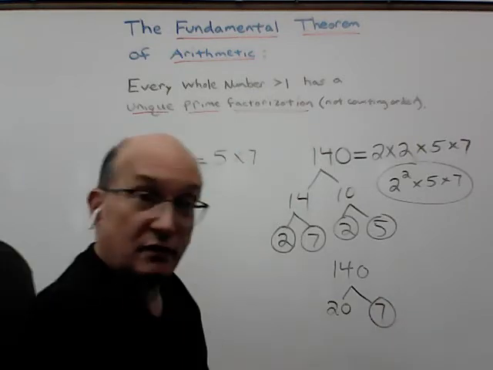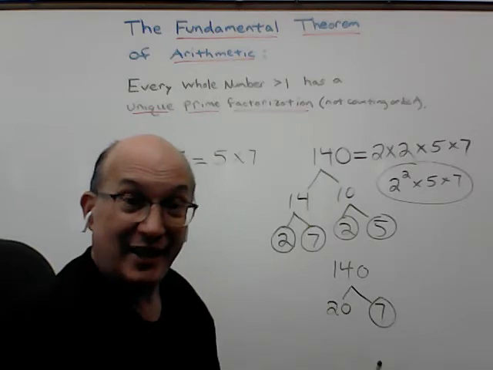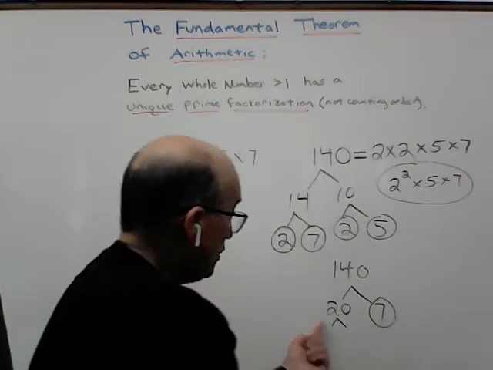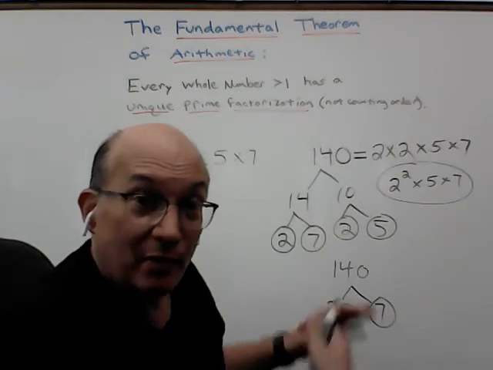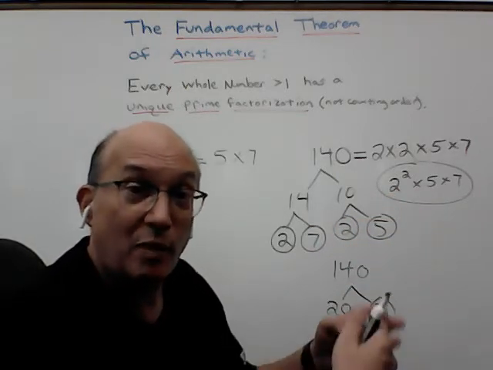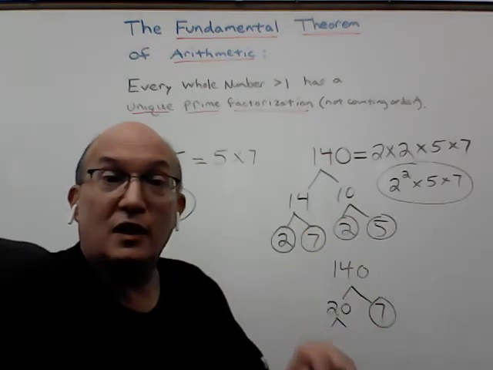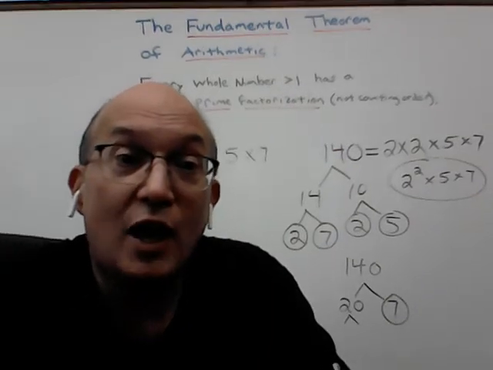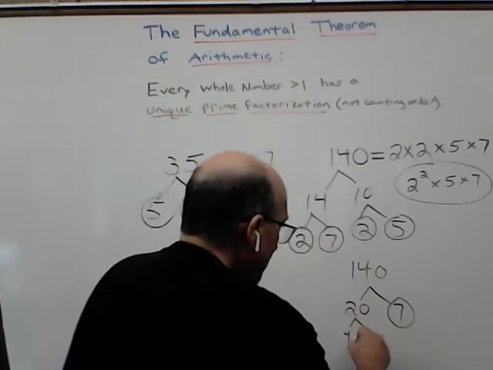We've got the 7. Can't go any further on that branch, right? 7 is prime. 20, now here you can do 2 times 10 or 4 times 5. It doesn't matter. I'm not going to show you all possibilities because there are a lot of them, all possible ways to make a factor tree. But what I'm trying to convince you of is that no matter how you go about it, you will always get the same result. Let's take 4 times 5.